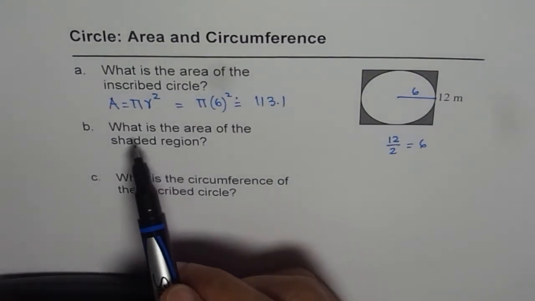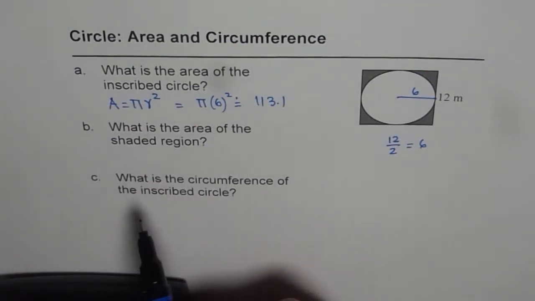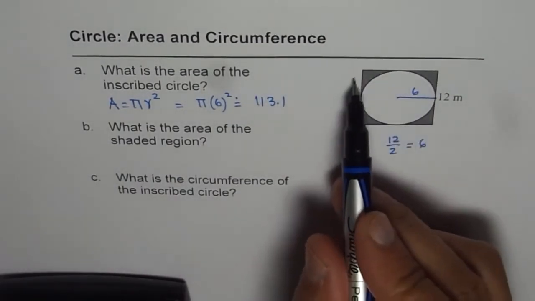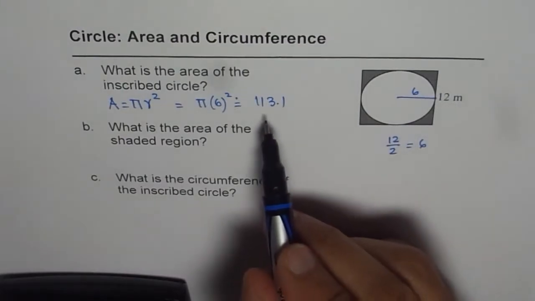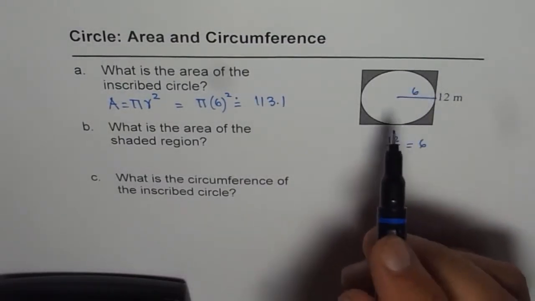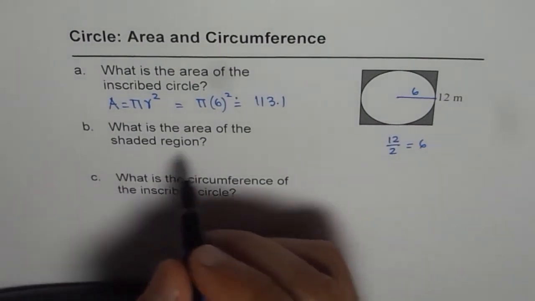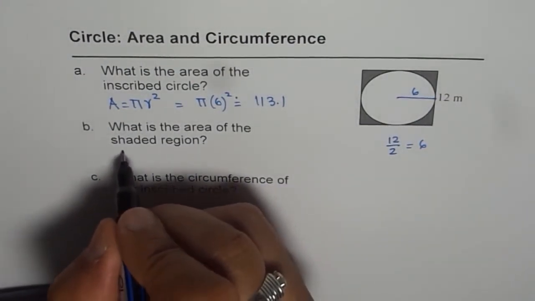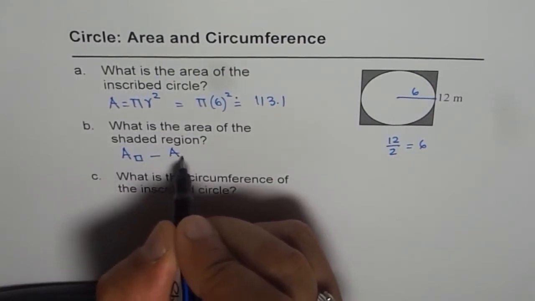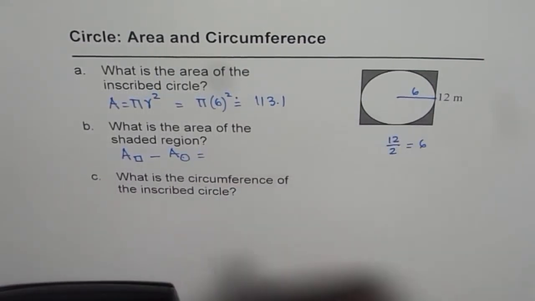Now the question is, what is the area of the shaded region? So how will you find the area of the shaded region? Well, we should find the area of the square and take away the area of the circle. So that is the difference in the two areas, right? So let's find the area of the square. So area of the square minus area of the circle gives us this answer, right?